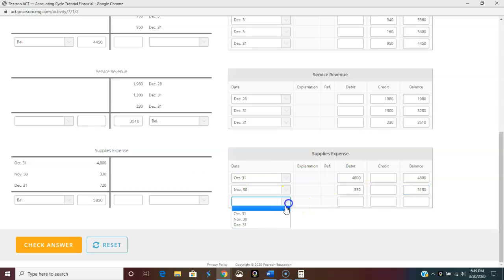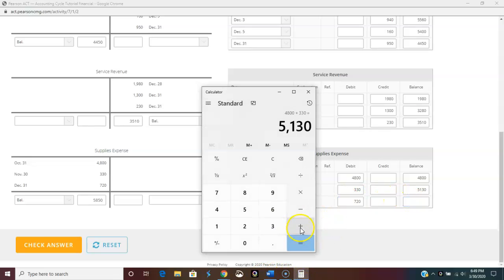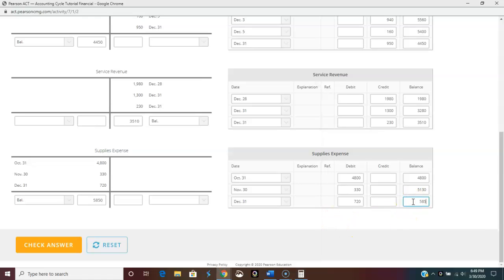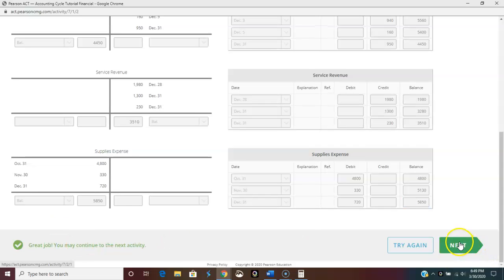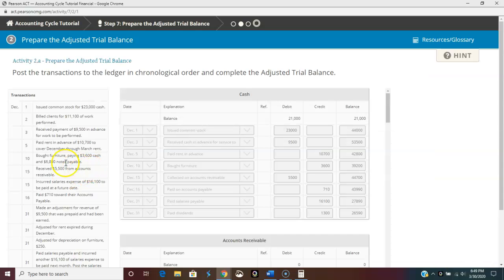And then the last one is December 31st, 720. We're going to add that. Equals 5,850. Correct? And check our answers. Yay, got everything right. Okay. This was a pain in the butt.